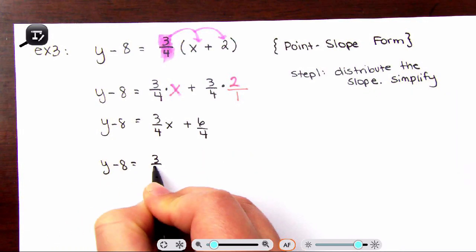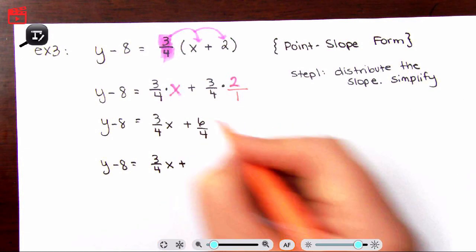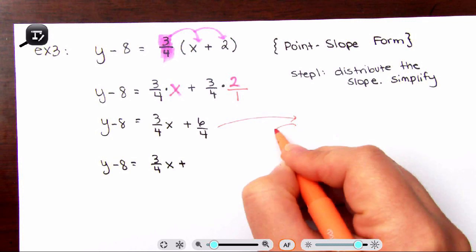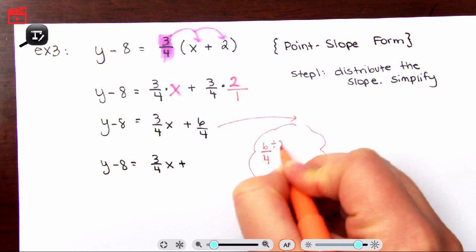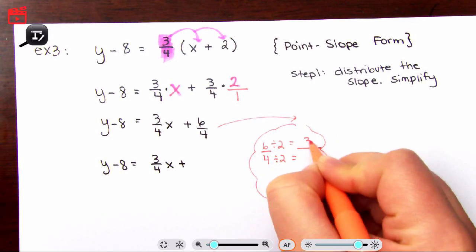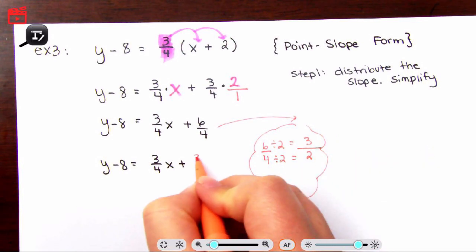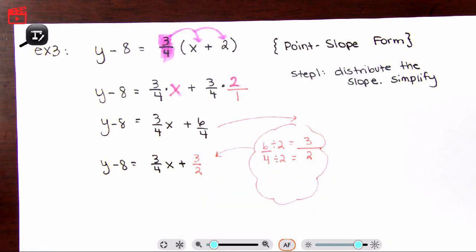So I have 3/4 x plus, and here's my thinking bubble, 6/4. I can divide top and bottom by 2. So that means I have 3/2. I'm just simplifying that fraction.